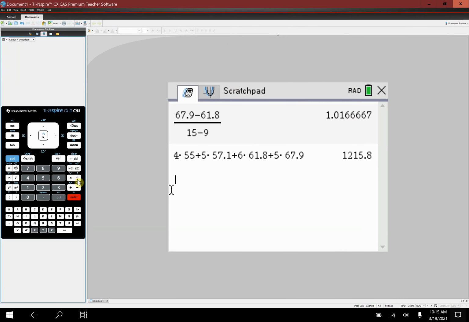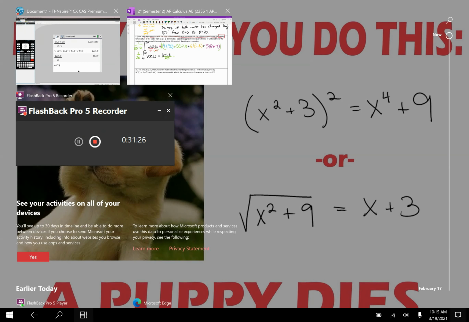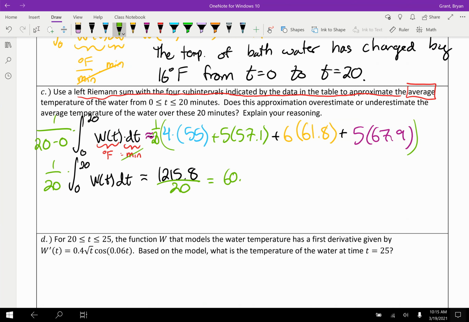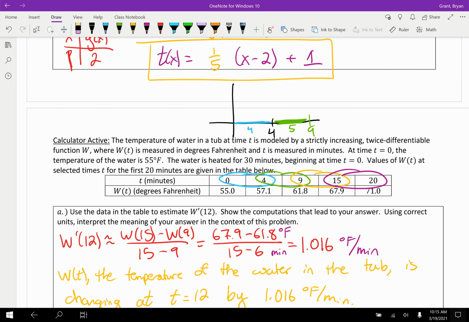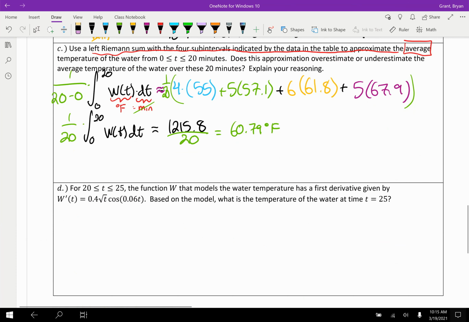Easiest way to do that is just divide your answer by 20. And we get 60.79. I'm suspicious, but I shouldn't have been. It is 60.79. I was checking for those extra decimals. So 60.79 degrees Fahrenheit. And then we check. Does that make sense? If you look up here, does it look like the average temperature is somewhere in the 60s? Sure, we went from 55 to 71. Average temperature in the 60s makes sense to me.